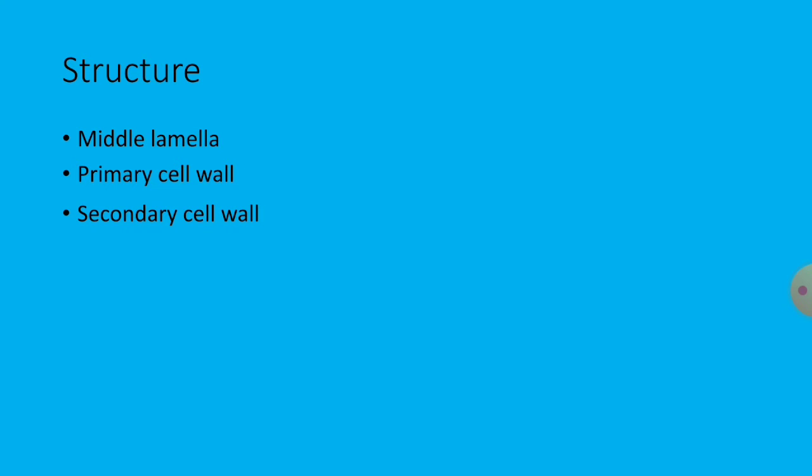Structurally, the plant cell wall contains three parts or three regions. They are middle lamella, primary cell wall and secondary cell wall. Middle lamella is present in between the two cells, just like cement. So all the cells in the plant are connected or joined by this middle lamella, made up of calcium pectate and magnesium pectate.